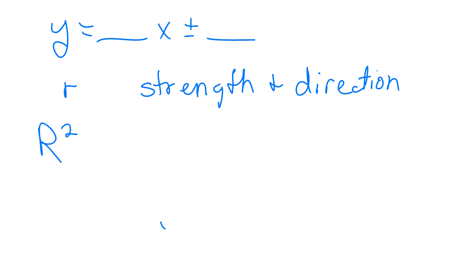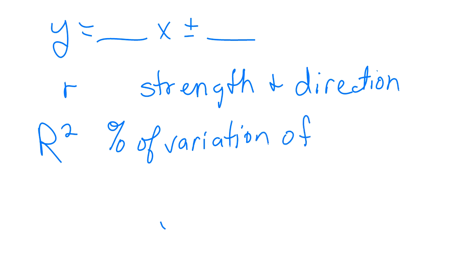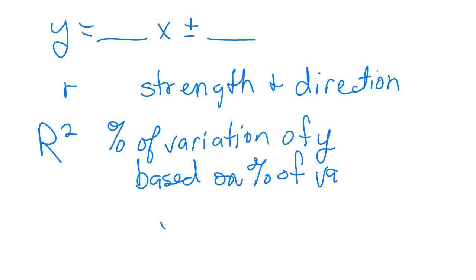But the R squared is the percent of variation. Usually you write it as a percent of Y based on the percent of variation of X. So it tells you how the second column changes with respect to the first column. That's all that tells you. So we don't use that very often. Okay. All right.